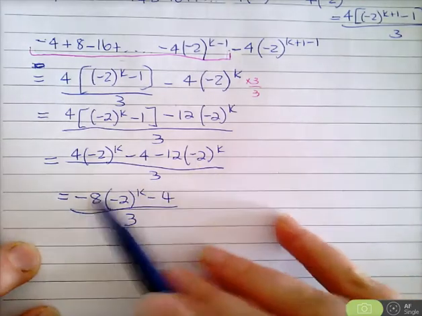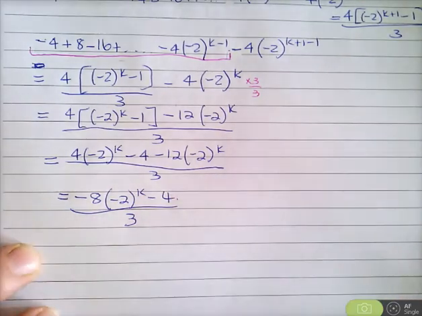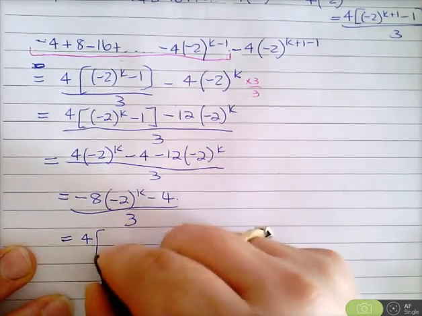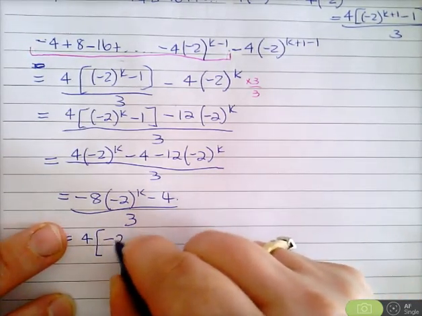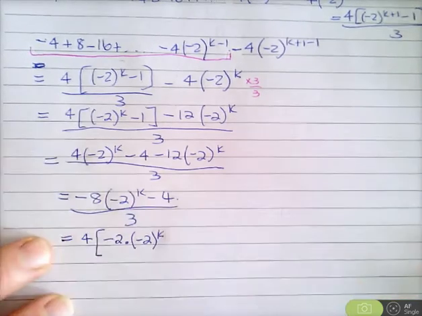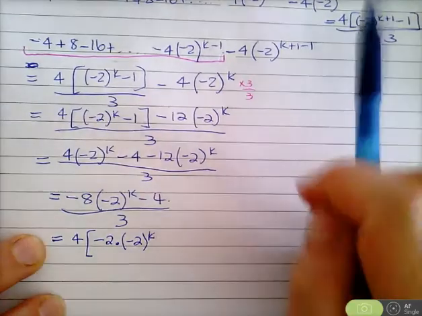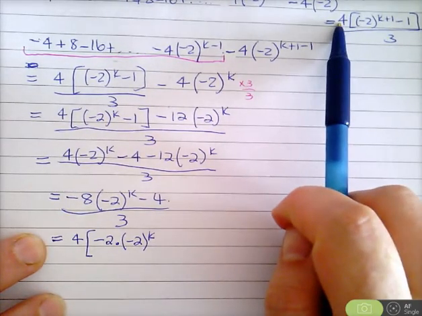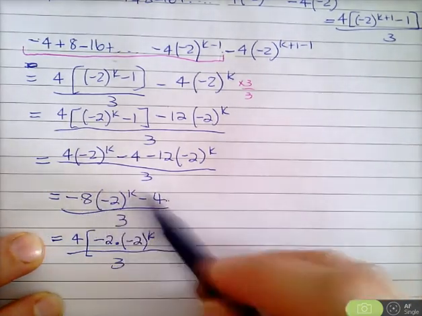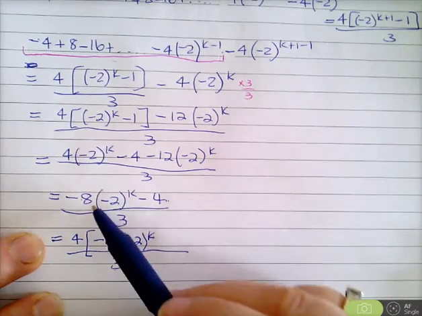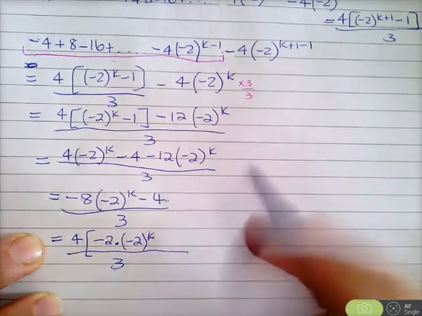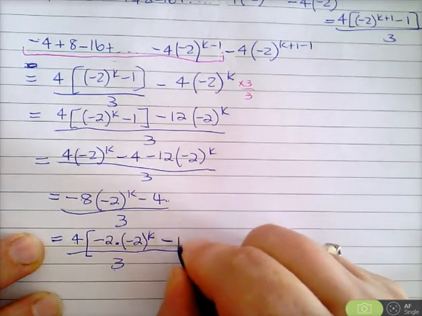Why don't we take out 4 as a common factor? Because that's got a 4 at the front, so take out a 4 as a common factor. And what have you got? Negative 2 times negative 2 to the k. See what I'm doing? Why did I take out 4? Because look where I'm trying to go. There's a 4 out the front, and I'll put the 3 down the bottom too. Factorising the numerator, if you take 4 out, 4 times negative 2 is negative 8. You've got negative 2 to the k minus 1.